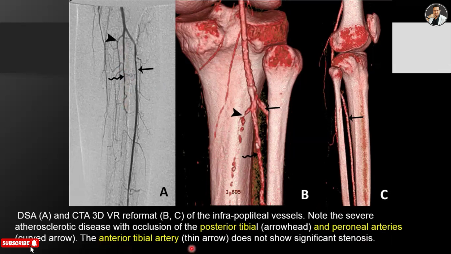The anterior tibial artery does not show significant stenosis. This is the anterior tibial artery. This is the peroneal stenosis. This is the anterior tibial artery. This is almost normal.